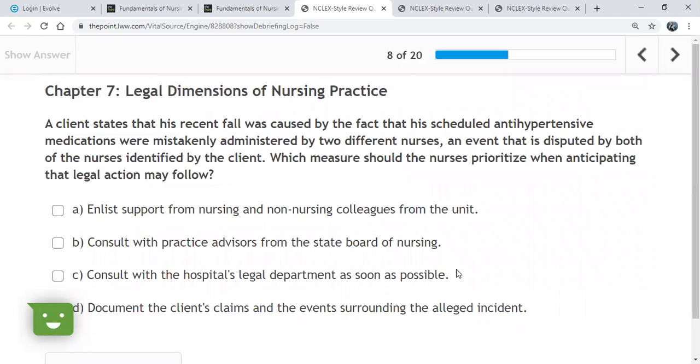The client states his recent fall was caused by the fact that his scheduled antihypertensive medications were mistakenly administered by 2 different nurses, an event that is disputed by both of the nurses identified by the client. Which measures should the nurses prioritize when anticipating that legal action may follow? D. I think it's D. D, as in dog.